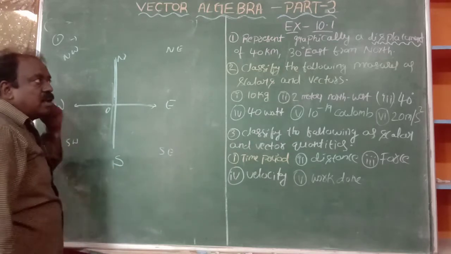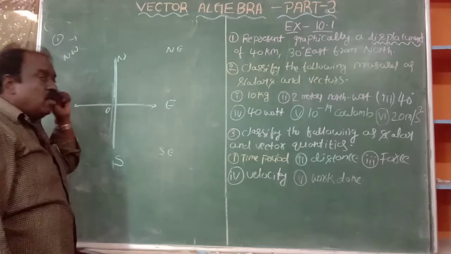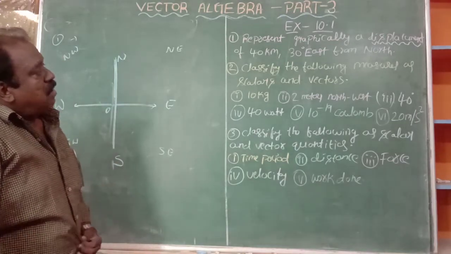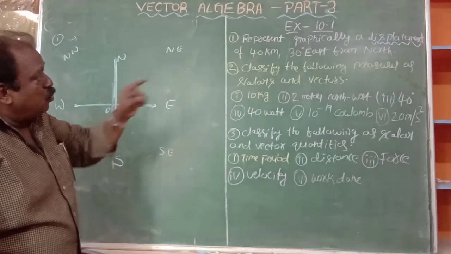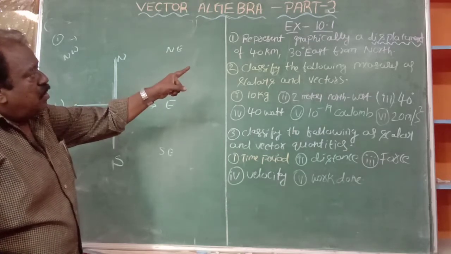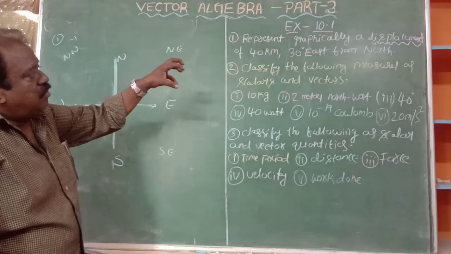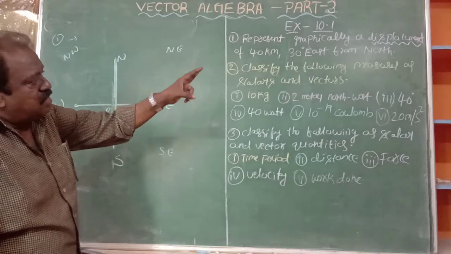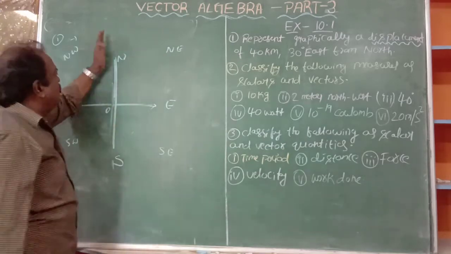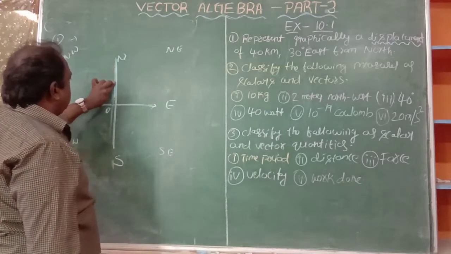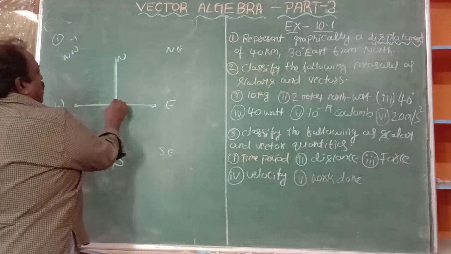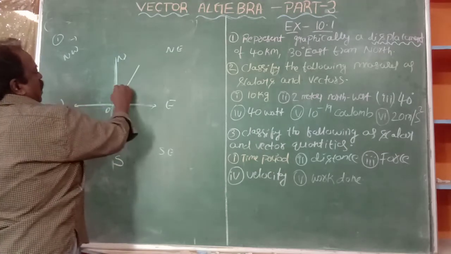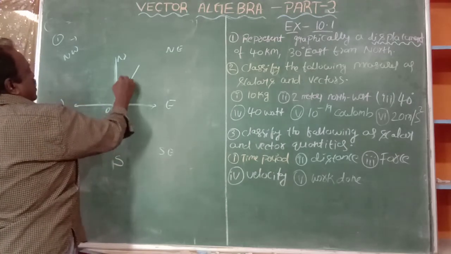Now we come to the point. We are given graphically, we have to draw a diagram by using the data. 40 kilometers, 30 degrees east from north. This is north. You see and observe it. This is north. From north to east, like this. 30 degrees.